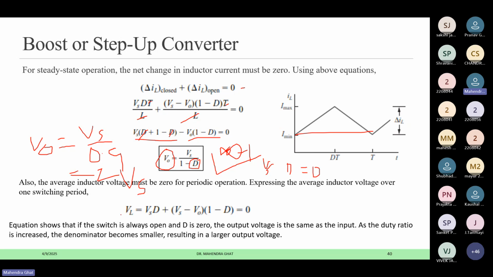The same equation we can derive by this equation, but this you can take as homework. So these things we can also apply: VL is equal to Vs D when the switch is closed, and Vs minus Vo into 1 minus D when the switch is open, which again we can say is equal to 0, and we can derive the equation from this as well.